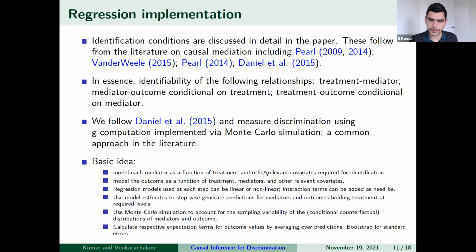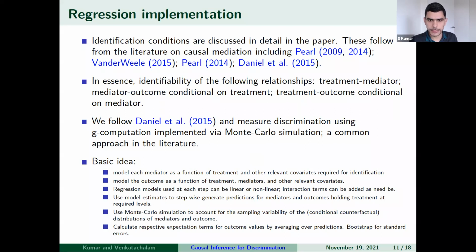to identify this relationship. Model the outcome as a function of the treatment. Then model these mediators, and again, relevant covariates, using an appropriate regression model at each step. You get your regression estimates, and then you use Monte Carlo simulation to take draws from the outcome values predicted by each of these regression models, and you plug those in sequentially.